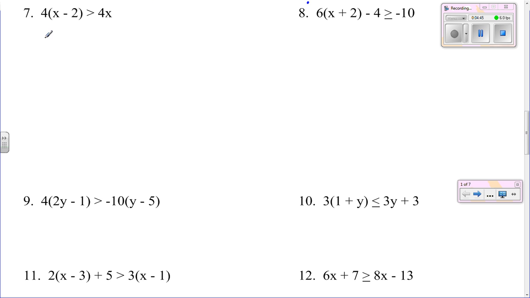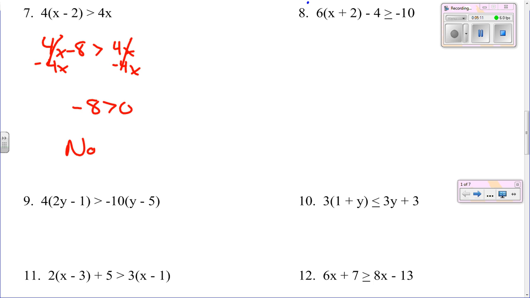Number 7. Distribute the 4. 4x minus 8 is greater than 4x. Again, 4x and 4x. Or I can subtract it. You get negative 8 is greater than 0 because there's nothing left on that side. When is a negative 8 greater than 0? Never. So it's no solution.